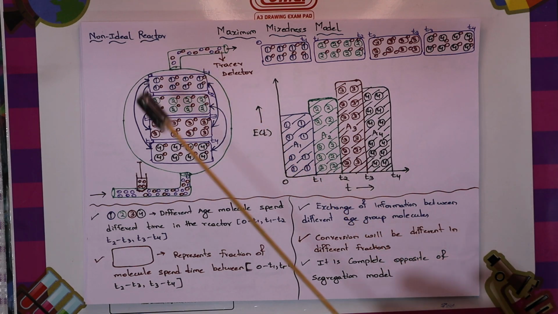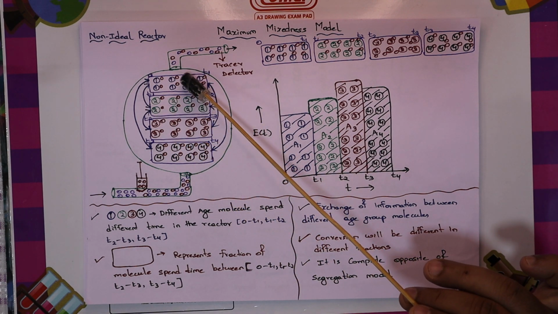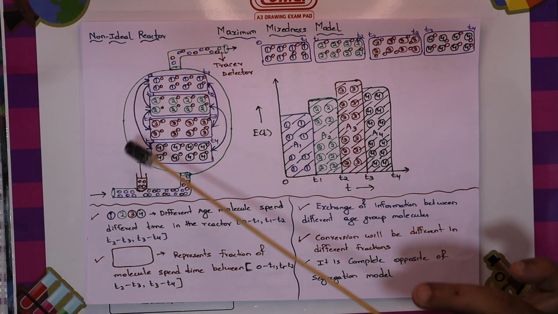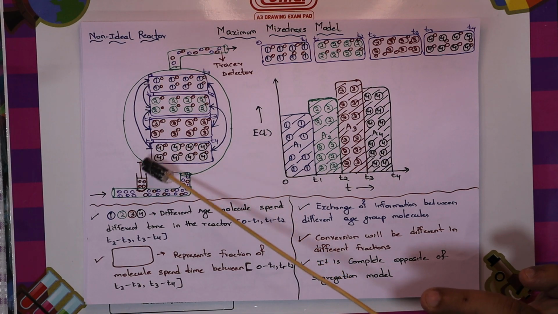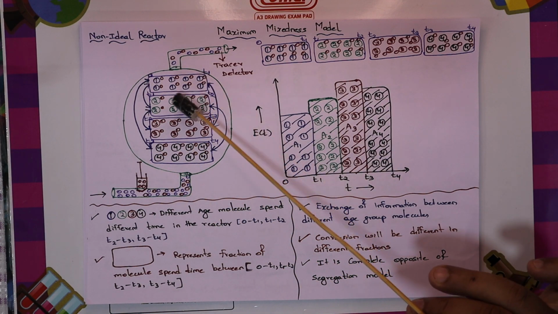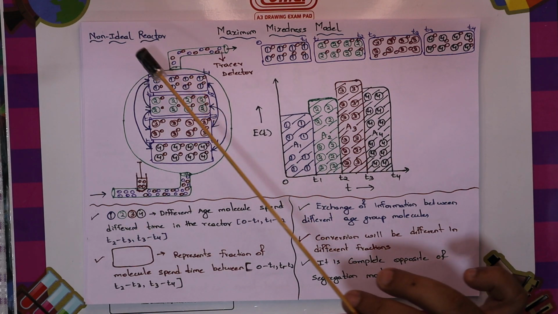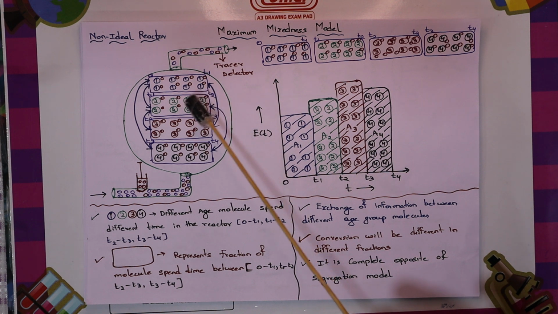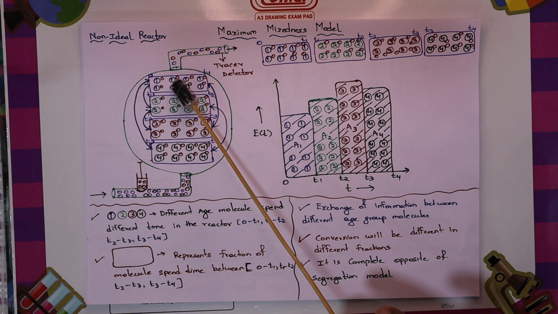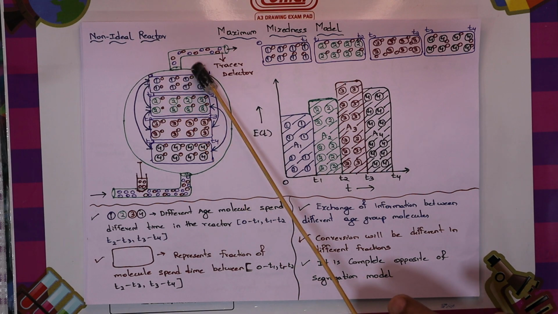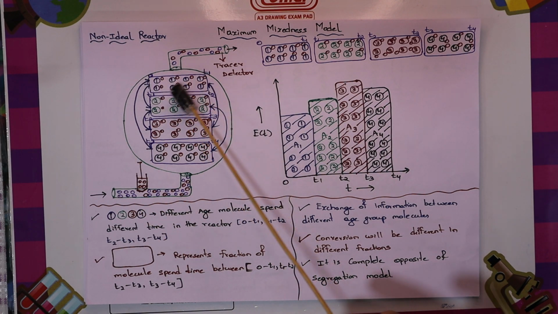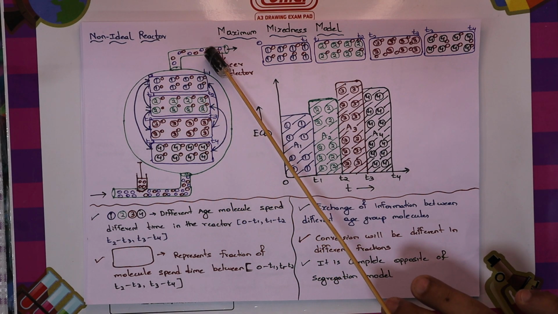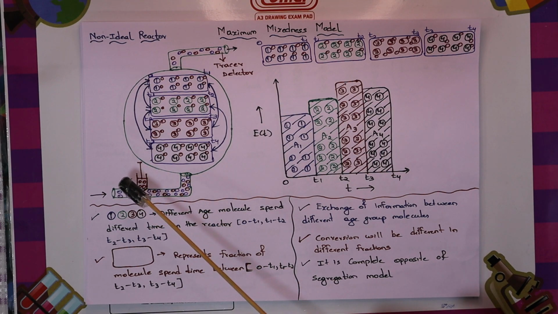In the segregated model it is assumed that age 1 molecules will not interact with age 2, will not interact with age 3, and so on. The different age molecules won't share information, whereas in the maximum mixedness model it is assumed that, for example, the age 1 molecules that spend time between 0 and t1 mix with the other molecules during this time, before exiting the reactor.